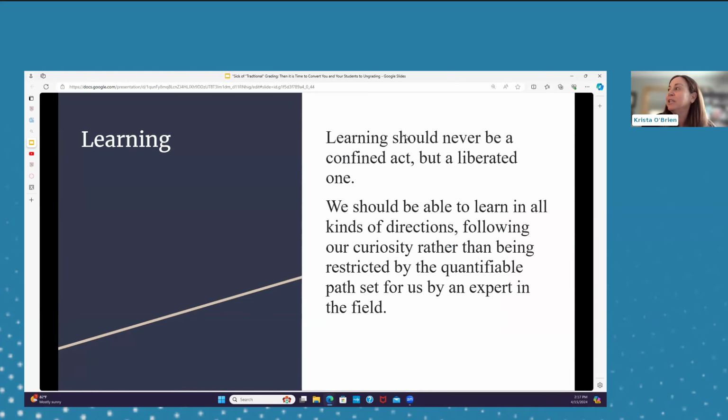I felt like learning should never be a confined act, but a liberal one. And we should be able to learn in all kinds of directions. We've all heard that there's the kinesthetic learner, there's the auditory learner. So we want to make sure that we're hitting all these different types of learners in our classrooms. And mastery plays a part in that. All students don't learn by walking in there, being handed a piece of paper, and being told to do something. So we need to meet each student on their path, and everybody's path is different.